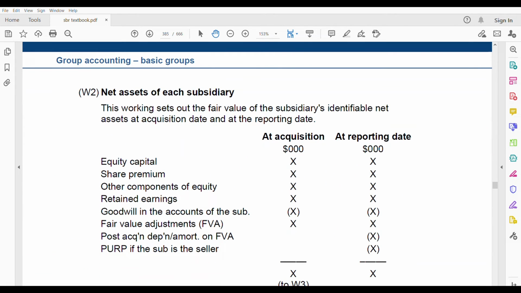Working number 2 is your net assets of each subsidiary. If it's one subsidiary, it's easy. But if it's more than one, you need to calculate separately for each subsidiary their net assets. Because everything is based on the net assets. Your goodwill is dependent on net assets, your reserves, retained earnings is based on net assets, your NCI is based on net assets. Everything is based on net assets.